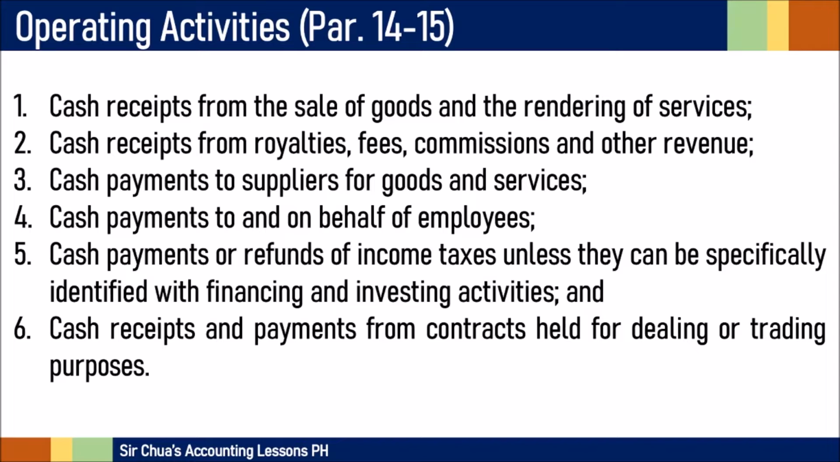And then cash payments or refunds of income taxes, unless those income tax effects can be identified with financing and investing activities. But basically, the general rule is that you are paying taxes because you are operating. So that's why your payments or refunds of income taxes form part of your operating activities as well. And then cash receipts and payments from contracts held for dealing or trading purposes also form part of your operating activities. Basically, they are from the main revenue generating activities of the entity.